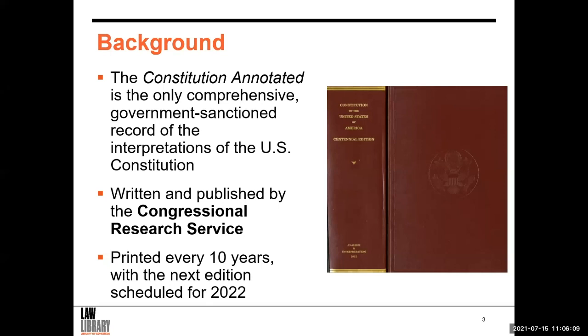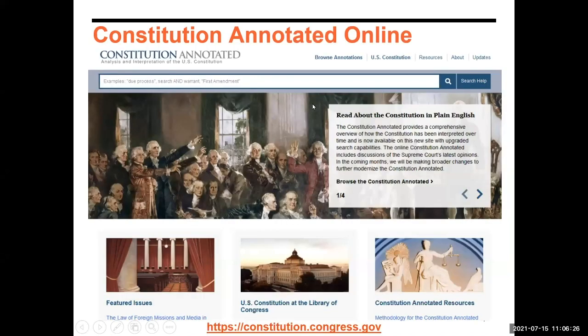However, as you can imagine, the hardbound volumes and even the 3,000-page PDF of the Constitution Annotated on the Government Publishing Office's GovInfo website were not enough to keep up with the fast-paced workflow of modern researchers. So as such, the Law Library and CRS spearheaded the modernization of the Constitution Annotated, creating the Constitution Annotated online website to deliver content faster and in a more accessible format.